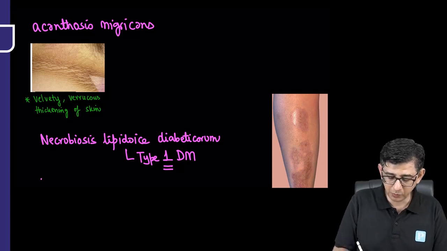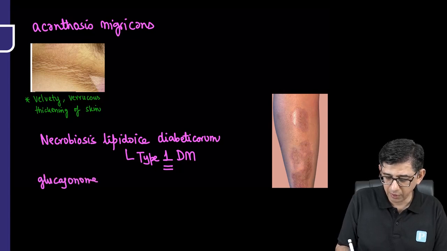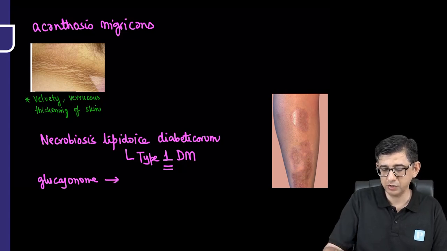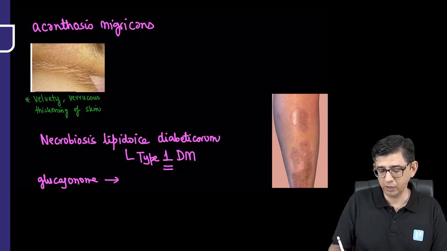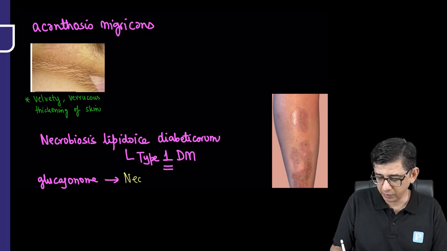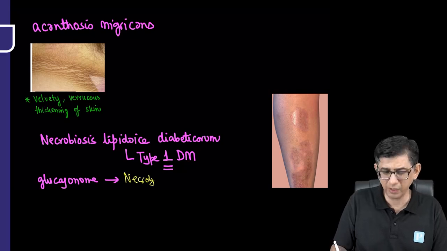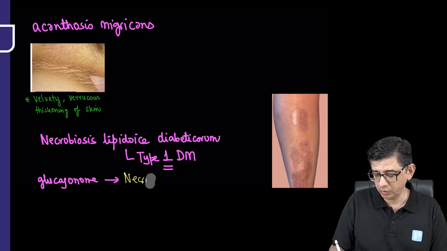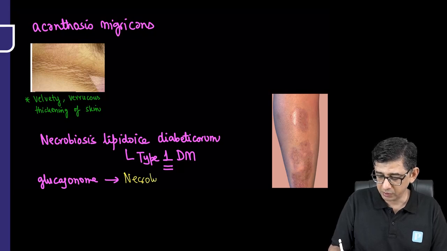Another MCQ that has been asked in the exam from the skin manifestation perspective is a dermatological feature that is seen with glucagonoma. If you listen to my discussions on YouTube, I've done this MCQ even in the medicine section. Otherwise, even the dermatologist is talking about it. That is necrolytic migratory erythema.